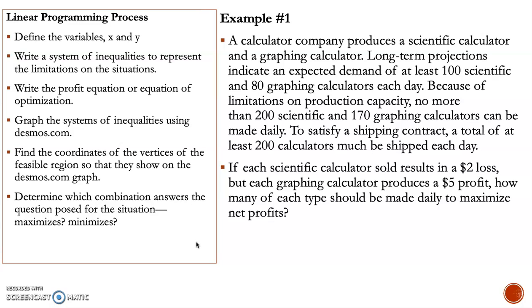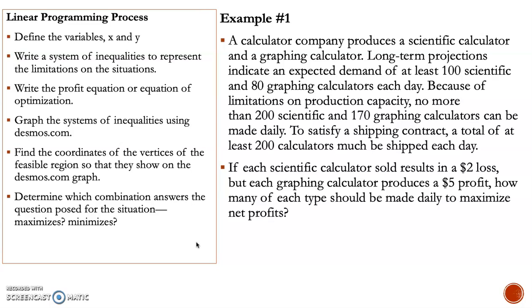Then we're going to graph the systems of inequalities using Desmos.com rather than graphing by hand. Once we do that, we will find what's called the coordinates of the vertices of the feasible region, so the very outer edges of the region that fits all of those constraints or limitations that we put together. And then we're going to determine which of those vertices, which combination of those variables, will answer the question, will maximize or optimize the situation.